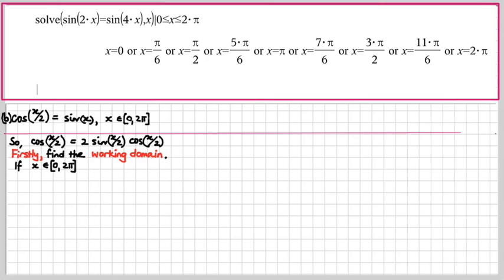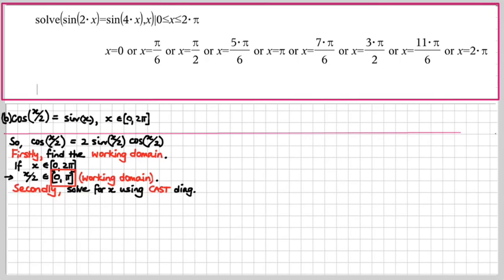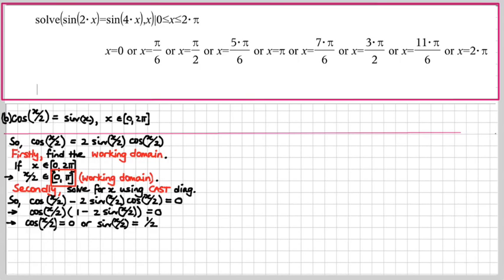Working domain, we've got x goes from 0 to 2 pi, therefore a half x this time. Half x goes from 0 to pi. That's our working domain, right? Now, you solve the thing, and then you solve the thing for x using the CAST diagram, or x on 2 and then x, it doesn't matter, you know what I'm trying to say. Therefore you factorise out the cos x on 2, you get that, null factor law says that.